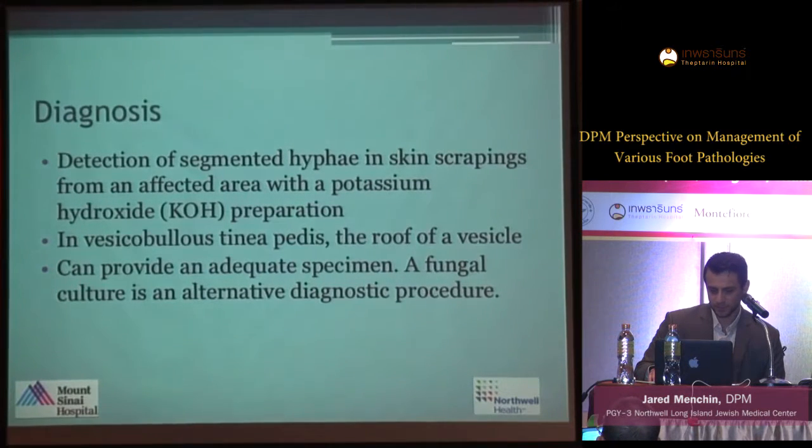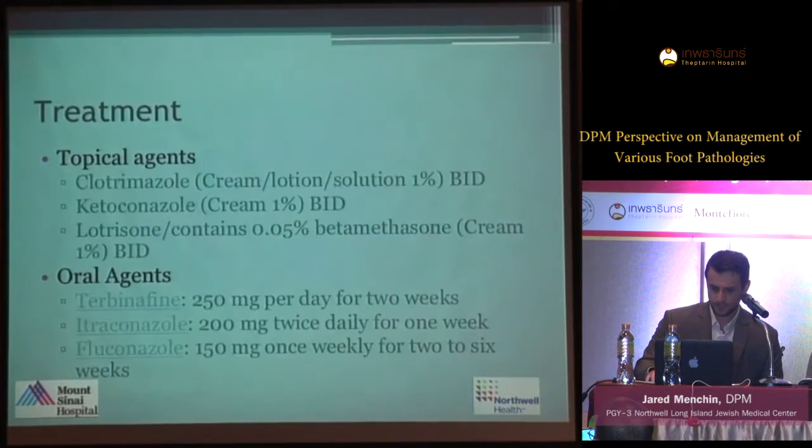Again, diagnosis for tinea pedis, you're going to do your KOH prep or PAS stain, and you're going to look for segmented hyphae in the skin scrapings. Treatment for tinea pedis is going to be more on the topical side versus the oral side at first. You can use some of the azole family, clotrimazole, ketoconazole. If it's pruritic, you can add a steroid into there, decrease the patient from scratching. A lot of diabetics will scratch their feet, cause little openings, and then get infections. If these don't work, then you can do your oral agents, such as your terbinafine or your azole family.